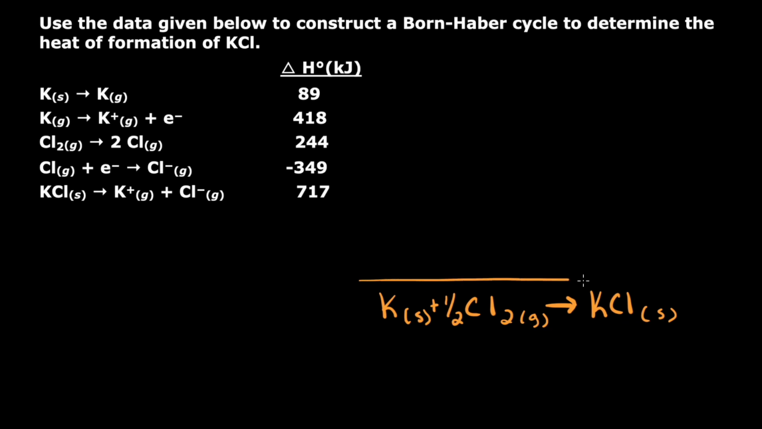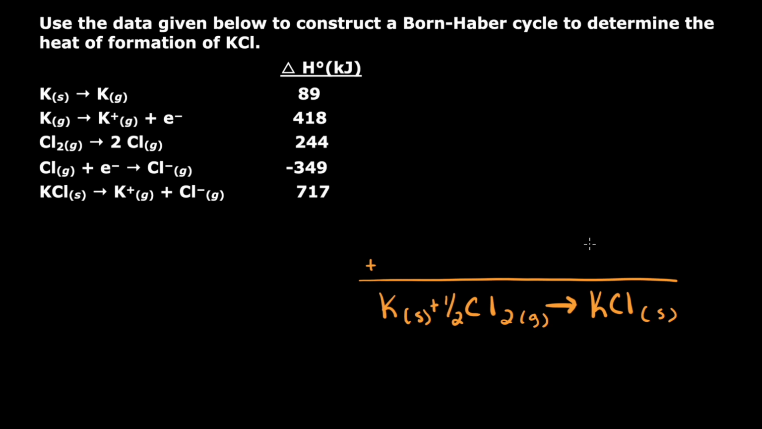And so I need to figure out a way to take these reactions, put them over here, and add them up to get this overall reaction. What I'm going to do first is notice I have KCl here and KCl here. This one is a reactant, and this one is a product. So I can take this reaction and flip it around so that the reactants become products and the products become reactants. And I take this sign right here and flip it from a positive to a negative.